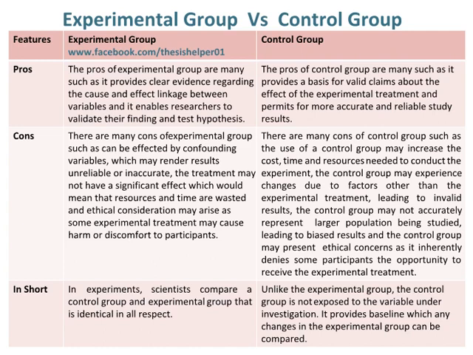In short, in experiments, scientists compare a control group and an experimental group that are identical in all respects. Whereas, unlike the experimental group, the control group is not exposed to the variable under investigation. It provides a baseline to which any changes in the experimental group can be compared.